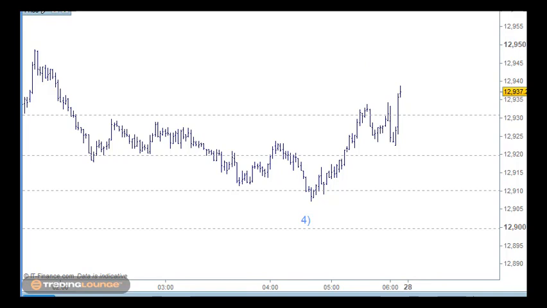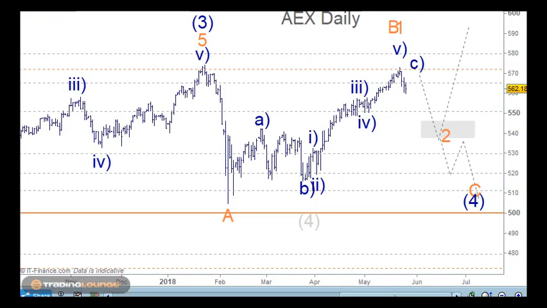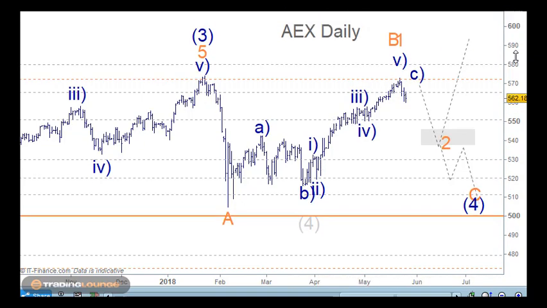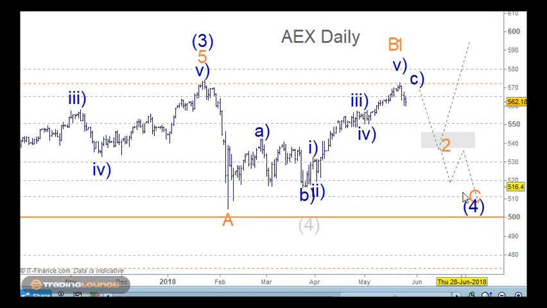Let's move on to the AEX. So the AEX is in the same boat as well. We've either got the top of wave B sitting in place here, and we're going to come all the way down here, or we're going to call wave B up here, wave 1 here, and we can move higher from that point, and we'll come down into this space here, the 50-60% retracement level area here.